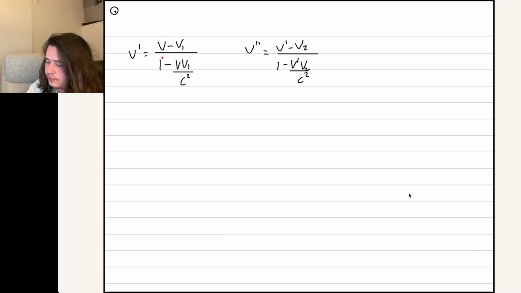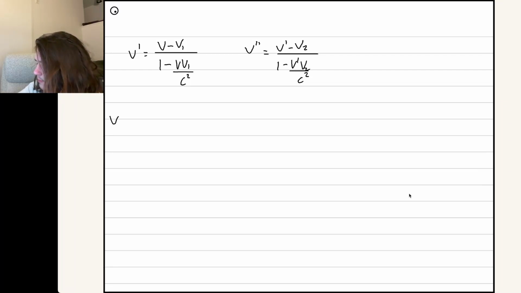I've written out the general form for a Lorentz boost in one dimension. It's this. Your new velocity in the primed frame will be the particle's own velocity minus v1 over 1 minus v1 v over c squared. And I just Lorentz boosted again, replacing v prime with v2 prime, and then replacing v with v prime and v1 with v2, and you get this second boost.